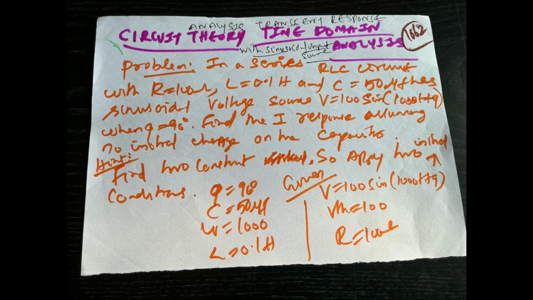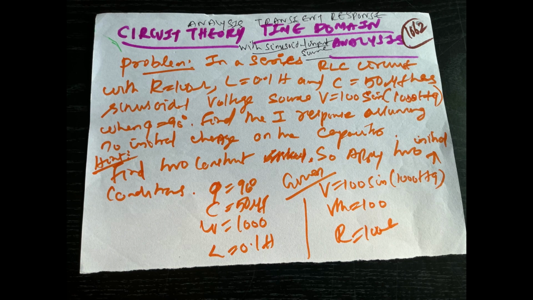In a series RLC circuit problem, R is 100 ohm, L is 0.1 Henry and C is 50 microfarad. It has a sinusoidal voltage source V is equal to 100 sine(1000 t plus phi), where phi is 90 degrees. Find the current response assuming no initial charge on the capacitor. Find the two constants, so apply the initial conditions.